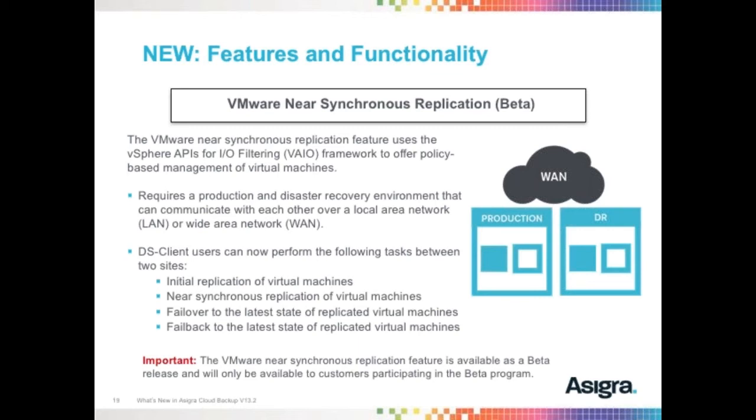DS client users can now perform the following tasks between two sites: initial replication of VMs, near synchronous replication of VMs, failover to the latest state of a replicated VM, and failback of the latest state of a replicated VM. The VMware Near Synchronous Replication feature is available as a beta release and should only be used by customers participating in the beta program. For more information, please contact Asigra Technical Support.